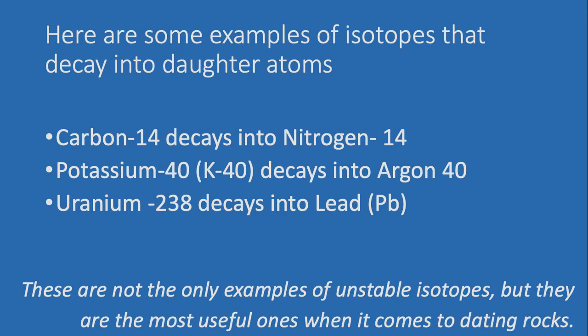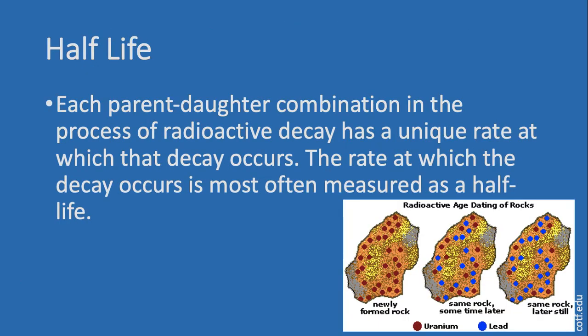Here's some examples of isotopes that decay into daughter atoms. Carbon-14 decays into nitrogen-14. Potassium-40 decays into argon-40. And uranium-238 decays into lead. These are not only examples of unstable isotopes, but they are the most useful ones when it comes to dating rocks.